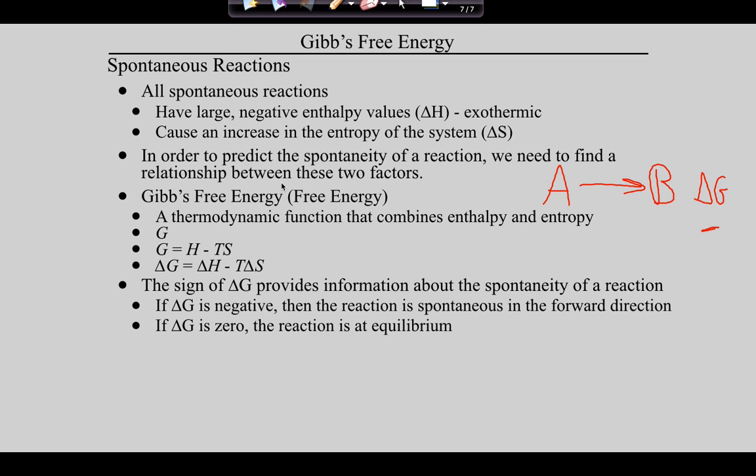Now guys, what about this? What if delta G is 0? What's it doing? Both of them. It's at equilibrium. So guys, if delta G is 0, the reaction is going both directions simultaneously. That's equilibrium.